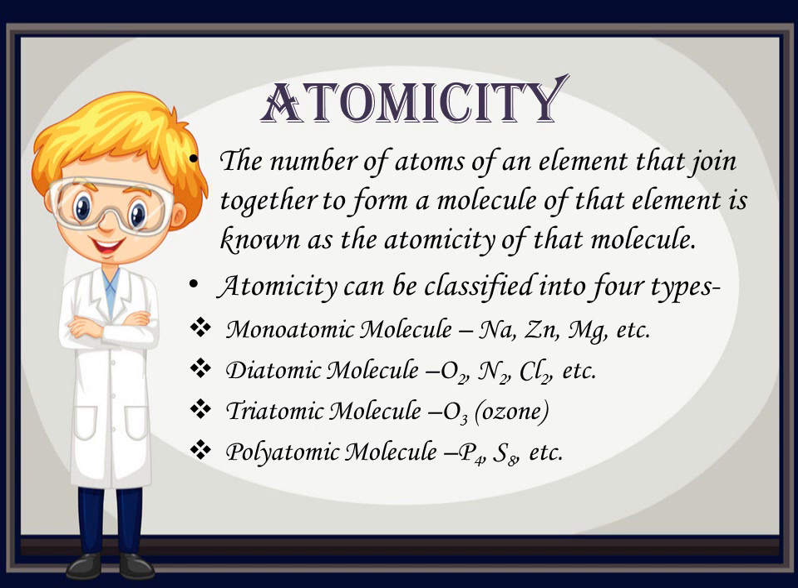Triatomic molecules are those molecules which contain three atoms. For example, O3, that is ozone. Polyatomic molecules are those molecules which contain more than three atoms. For example, phosphorus, sulfur. So you are now comfortable with monoatomic, diatomic, triatomic and polyatomic molecules. Now you can classify these molecules very easily.